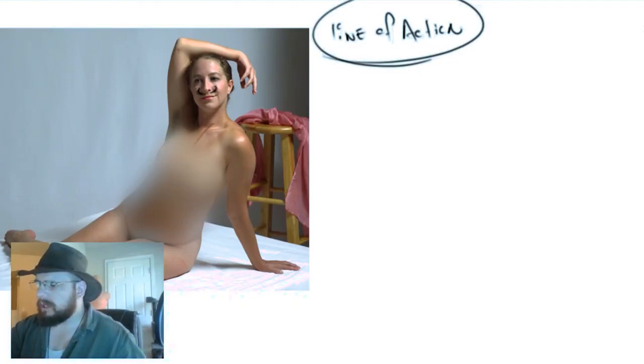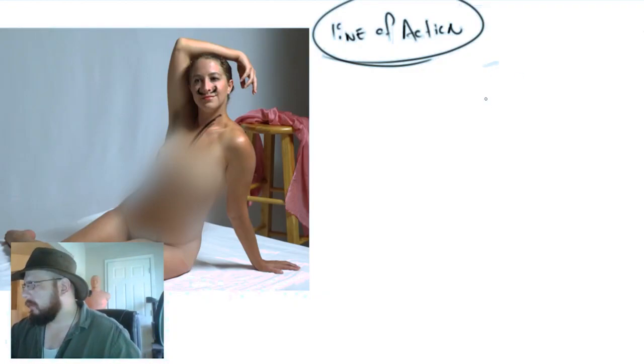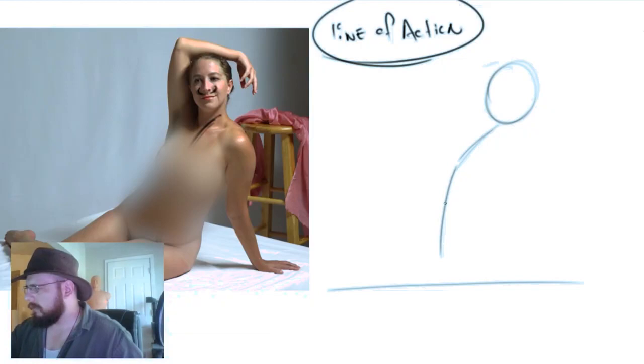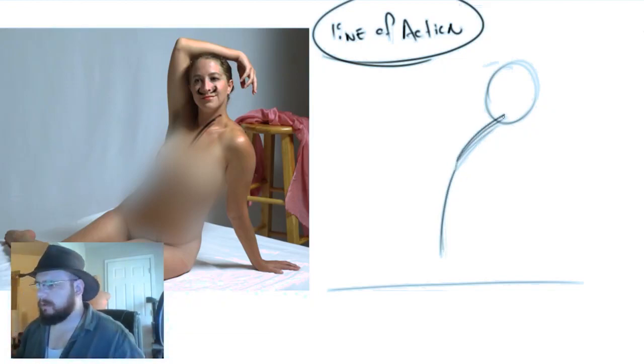Now this woman is arching her back quite heavily here, so in our drawing, once we've placed the position of the head, I want to take this line of action, and where it's a curve like this here, I actually want to push that curve even further and maybe make it two curves instead of just one.